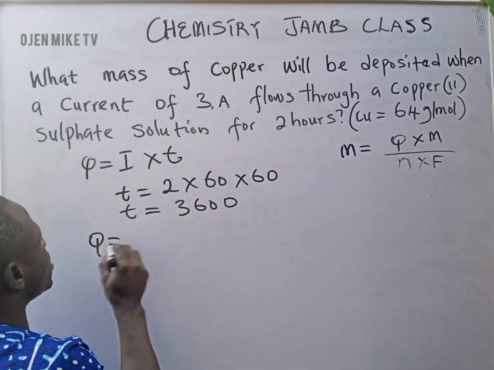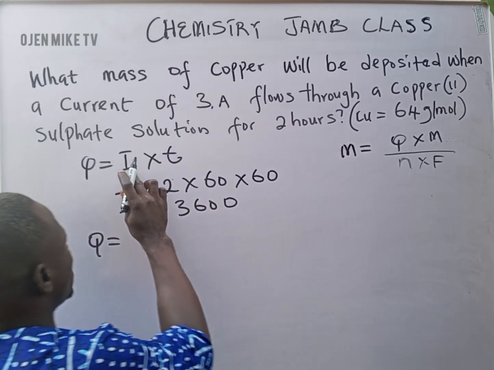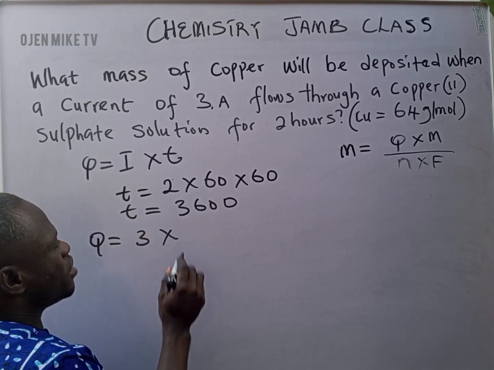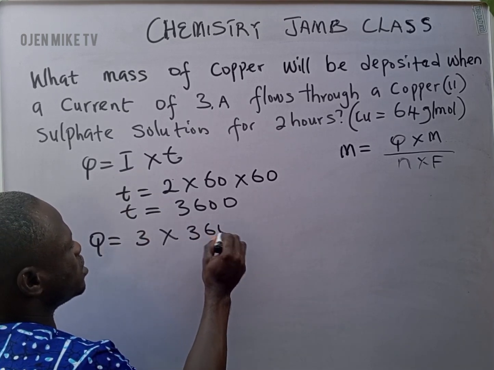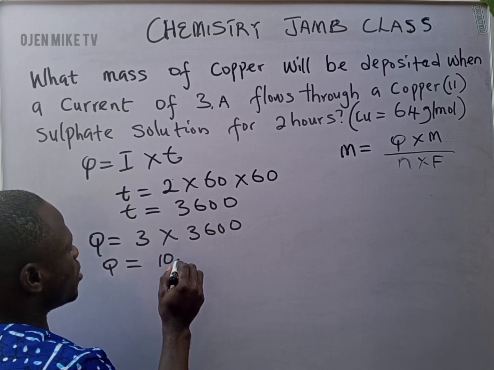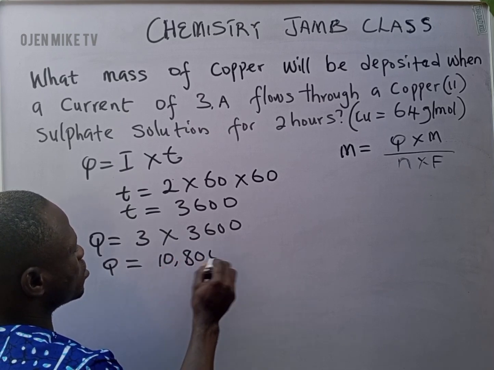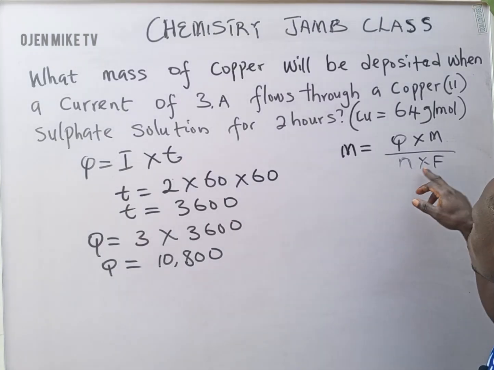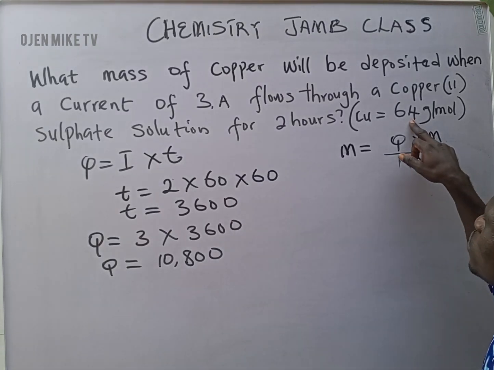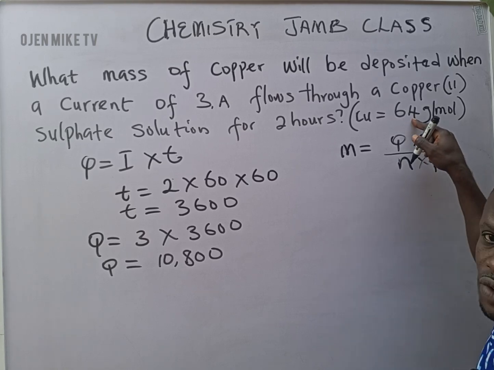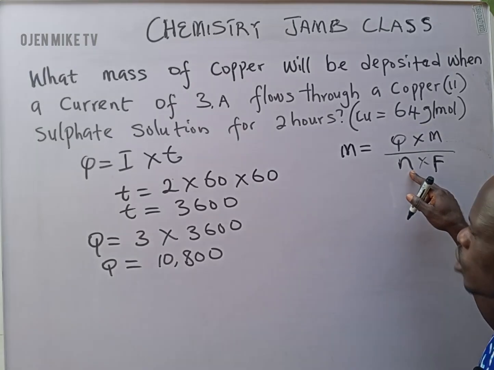Then our quantity will now be equal to, multiply this one. Your ampere is 3 times your time. So quantity will now be equal to 10,800. Now, the next thing you are going to do, the molar mass has already been given. The molar mass is given as 64.